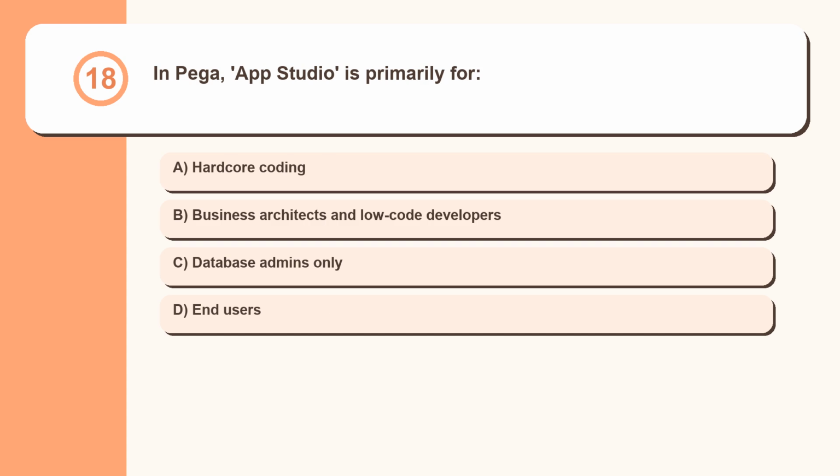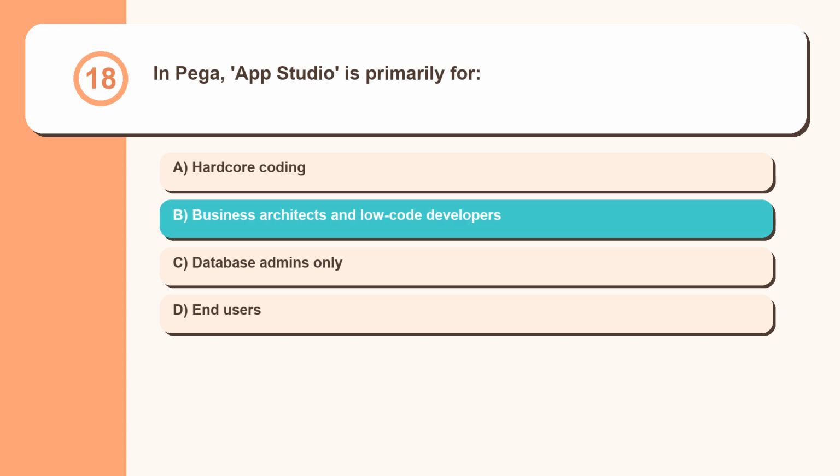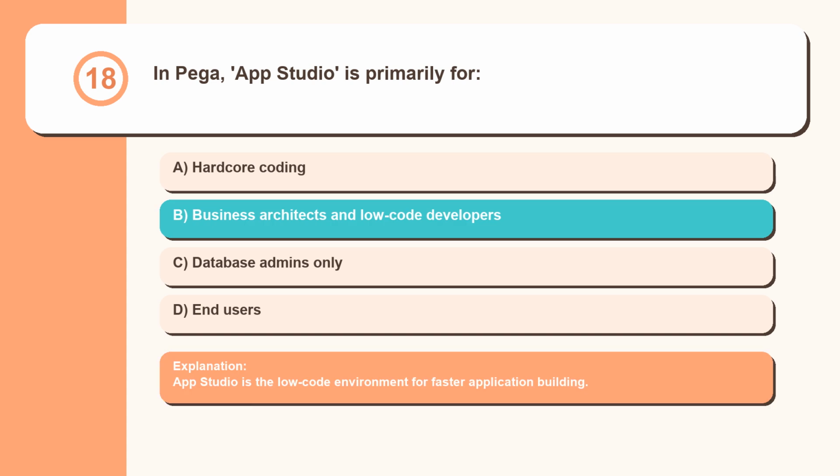Question 18. In Pega, App Studio is primarily for hardcore coding, business architects and low-code developers, database admins only, end users. App Studio is the low-code environment for faster application building.